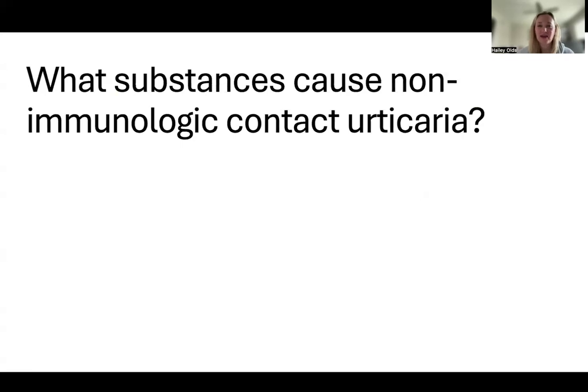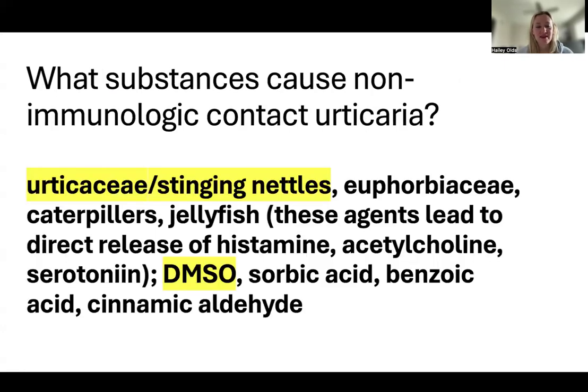What substances can cause non-immunogenic contact urticaria? So again, anybody who comes into contact with this will get contact urticaria to it. So this is like the stinging nettles, jellyfish, caterpillars, DMSO, benzoic acid, cinnamic aldehyde, so all sorts of different things.